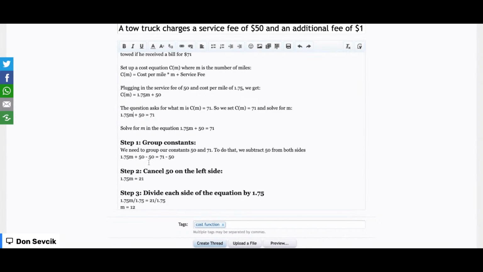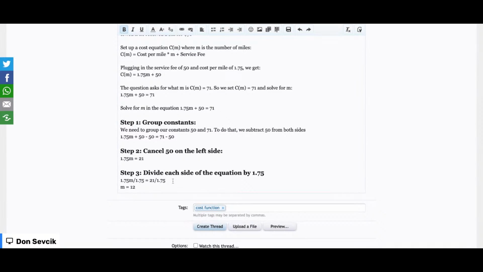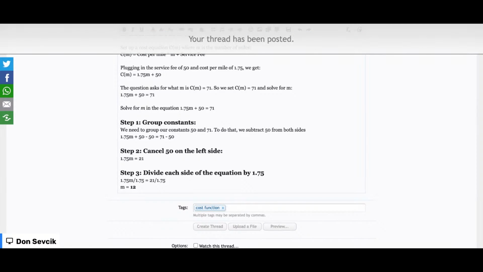So first we group the constants. To do that, we want to subtract 50 from both sides. We want to isolate M. When we do that, we get 1.75M equals 21. Now, to solve for M, we want to get rid of the constant of 1.75. To do that, we divide each side of the equation by 1.75, and we get M equal to 12. So for a bill of 71, Marcos drove 12 miles. And that's the end of that one.